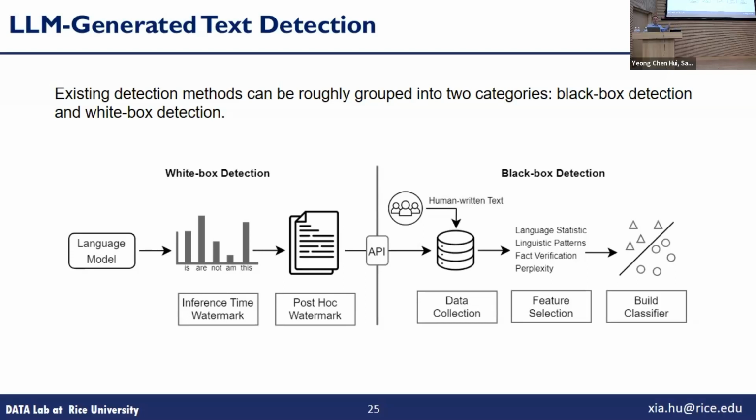And the high-level idea of black box detection is, hey, although ChatGPT is very powerful, it's not perfect. We will identify some very subtle clues inside the texts to distinguish whether it's human generated or machine generated, from, for example, language statistics, language patterns, fact verification, perplexity. From these natural language processing metrics, we will be able to distinguish.